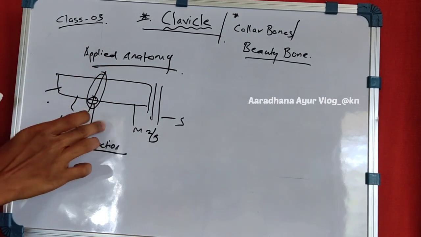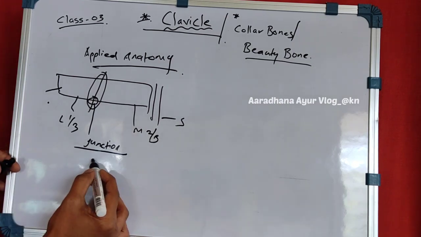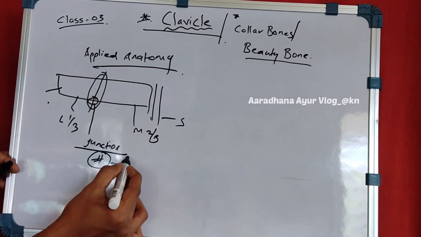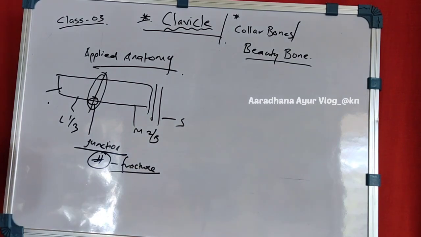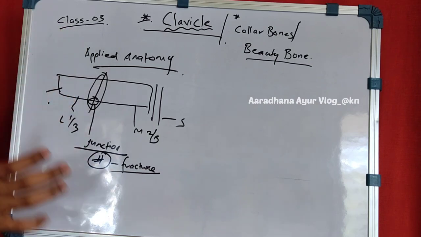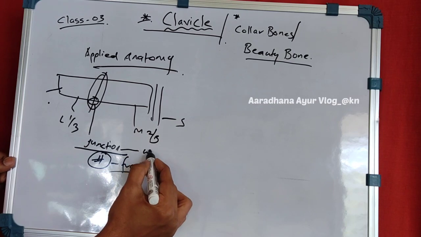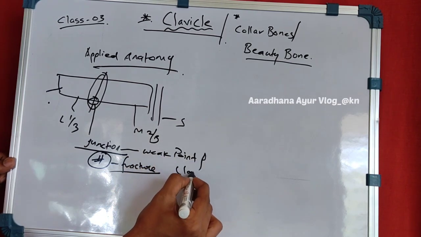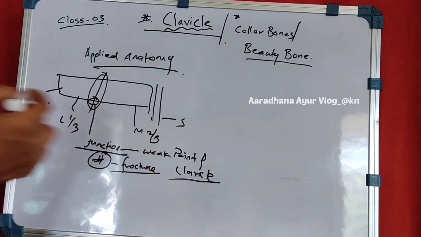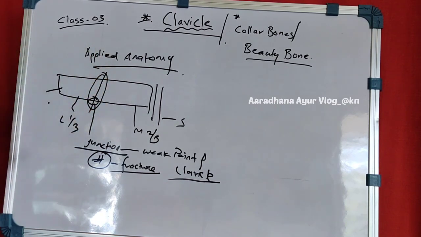This junction which we talked about is a weak point, where fracture generally happens. Whenever a fracture occurs in the clavicle, this junction is the weakest point of the clavicle. It is where the medial 2/3 and lateral 1/3 meet, and it is the weak point of that clavicle.